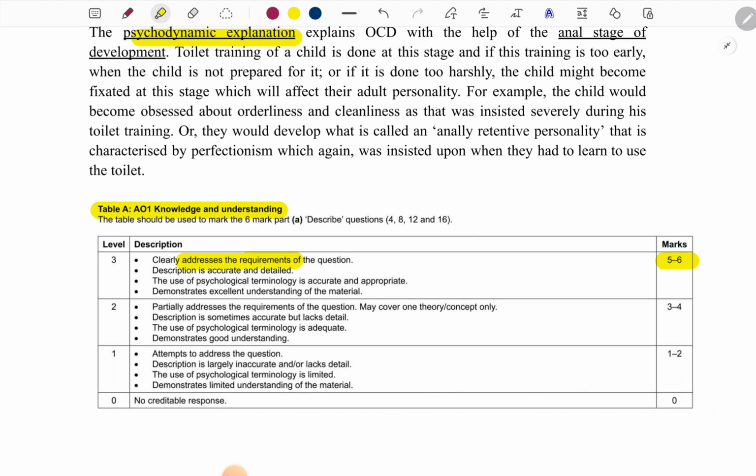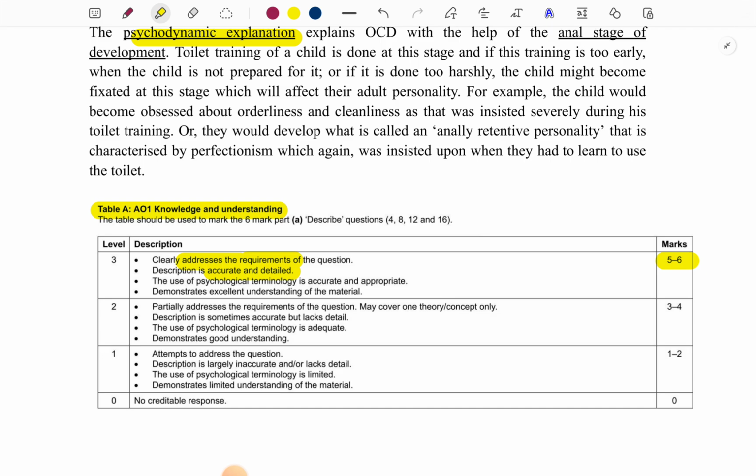If, for example, I would have not covered the behavioral explanation because I didn't know the psychodynamic or the cognitive, then my answer would have fallen to a lower mark band. Next, they have said the description has to be accurate and detailed. I have seen students making mistakes in both.